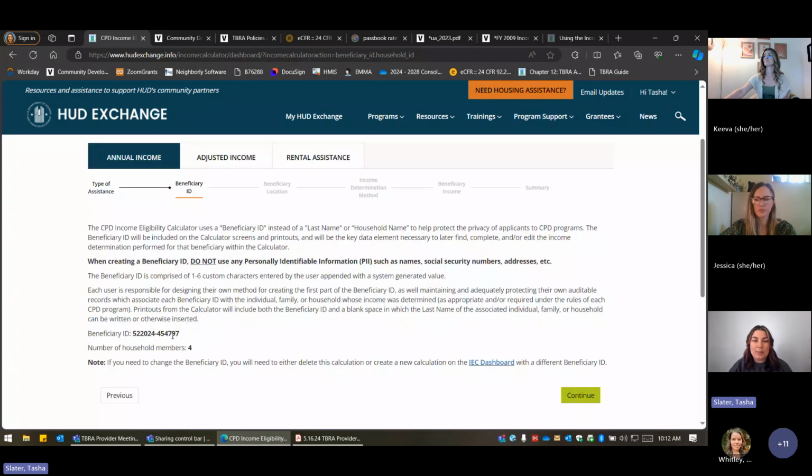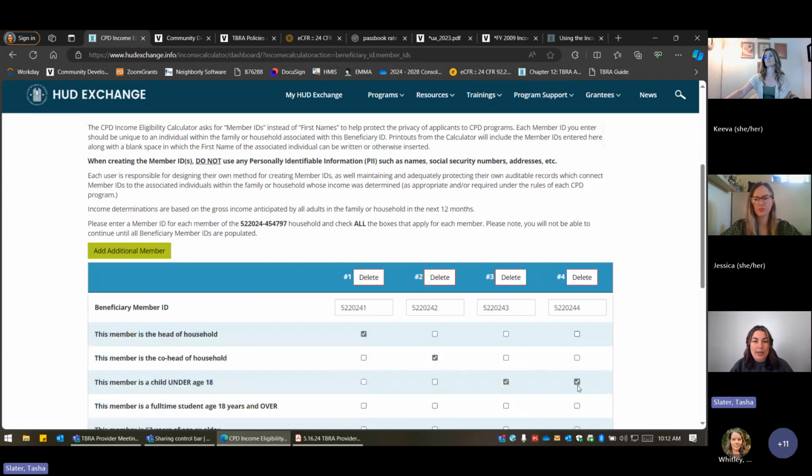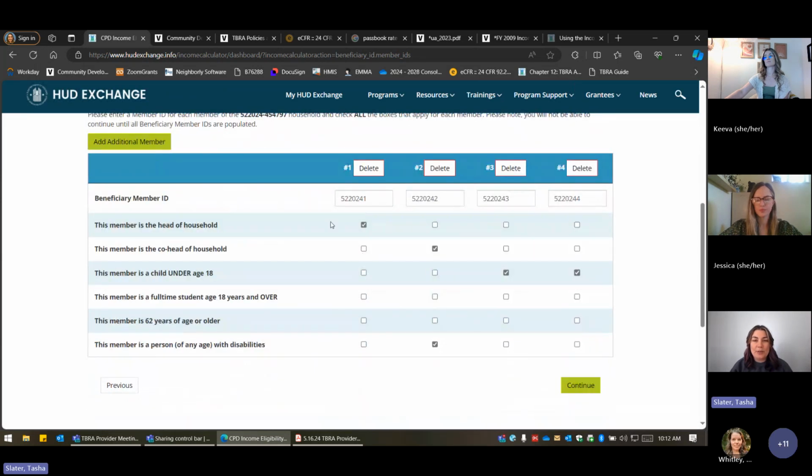I would suggest entering the HMIS number or another number associated with the household that your agency uses. All of you should be using HMIS, so I think that would probably be the easiest. I just made up a number in this case, and the household has 4 people in it. I entered both of those when I first did this. Again, made up numbers. The first person is the head of household. The second person is a co-head of household, so another adult, and they are a person with disabilities. And then 2 children under the age of 18 are also in this household.